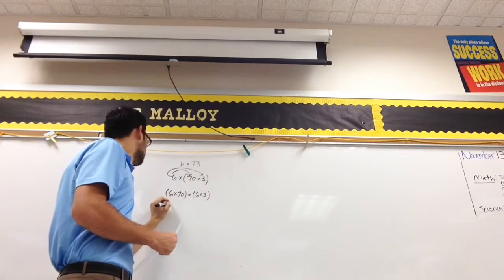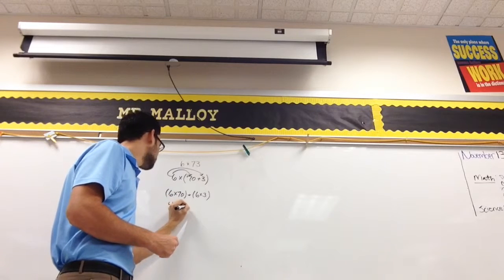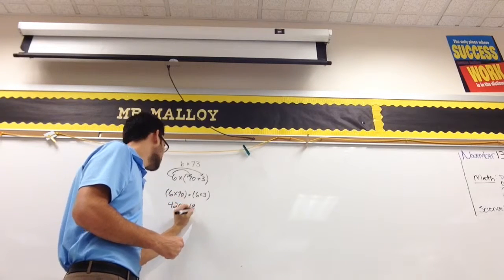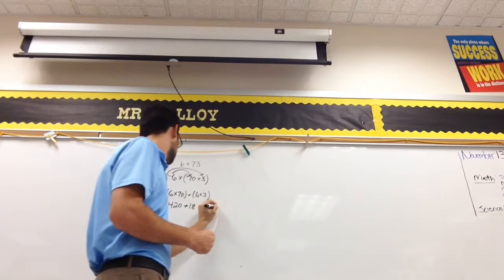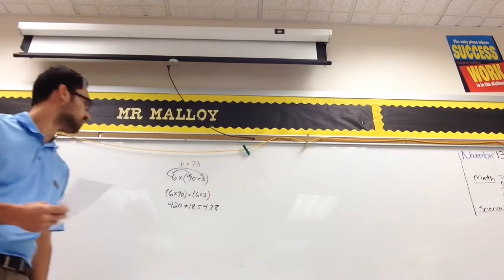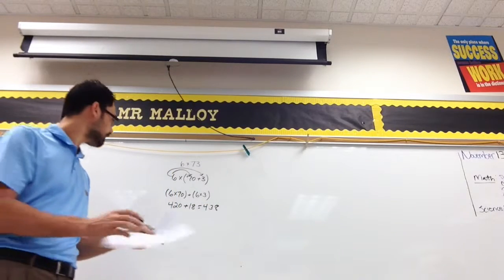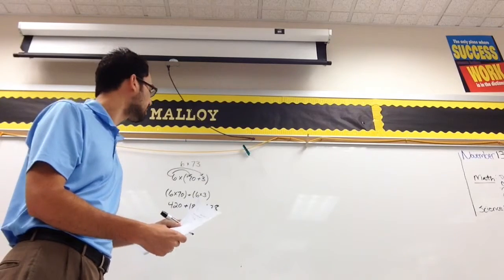6 times 7 is 42. Put the 0 on. Plus 6 times 3 is 18. And that would equal, so that's 8, 3, 438. Okay? Try 3 and 4 on your own, and we'll be doing more work on this in class.